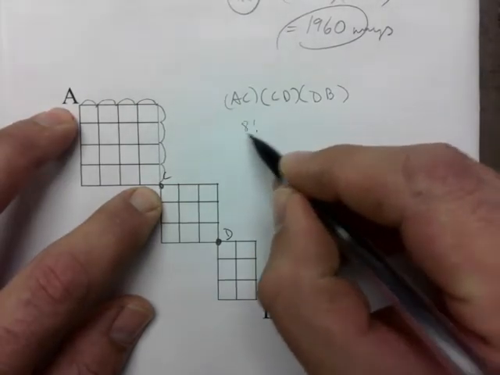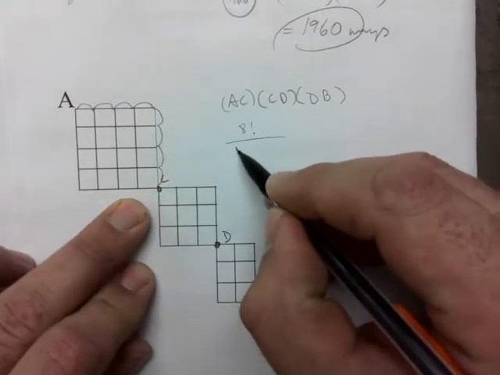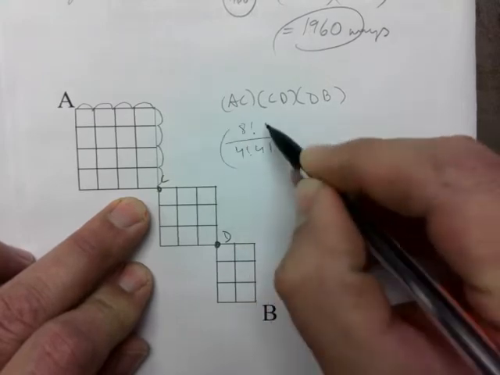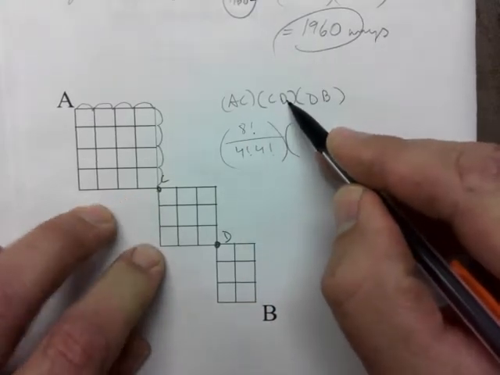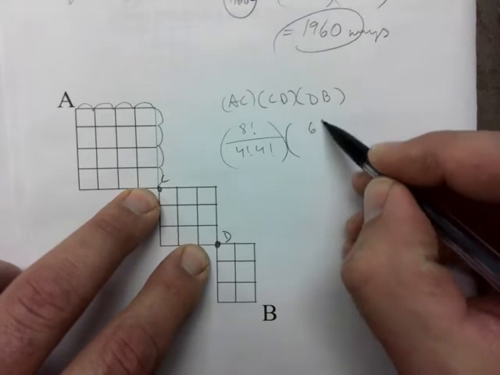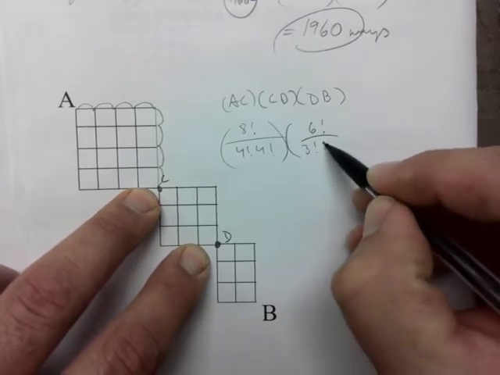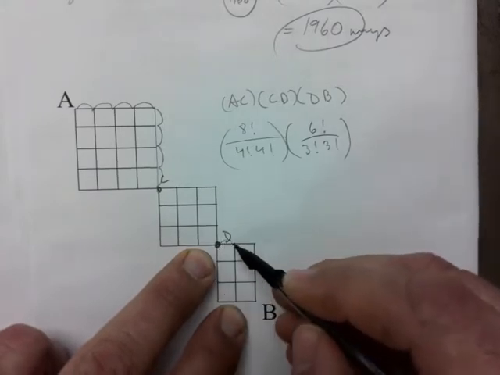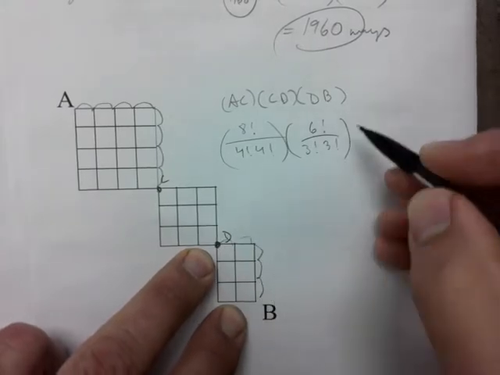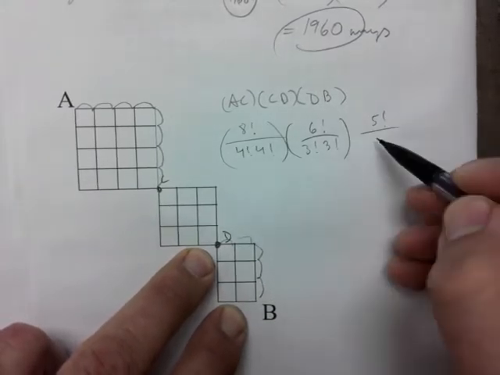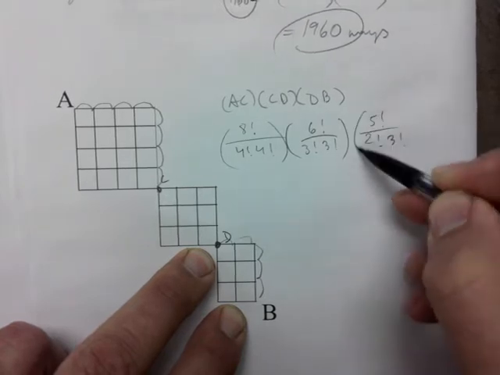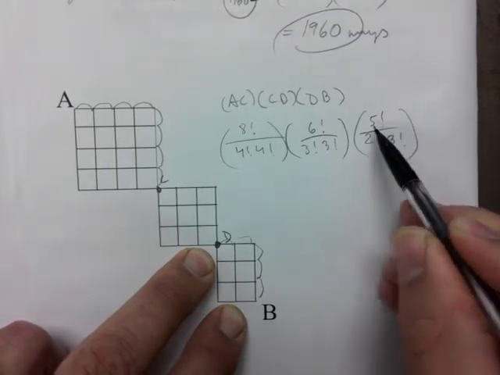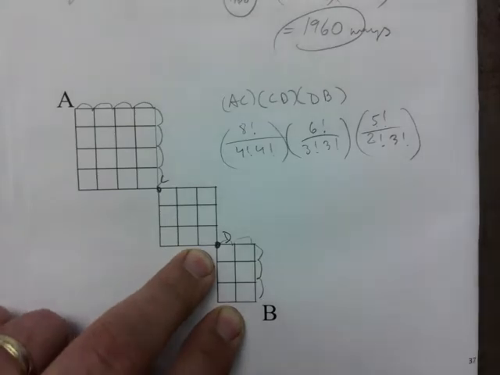So you have 8 factorial, and then it's 4 and 4, right? So that's 1. And then C to D, it's 6. You can tell that it's 6 steps, 3 and 3. And then D to B, 1, 2, 3, 4, 5. And it's 2 factorial, 3 factorial. These two should always add up to your numerator.